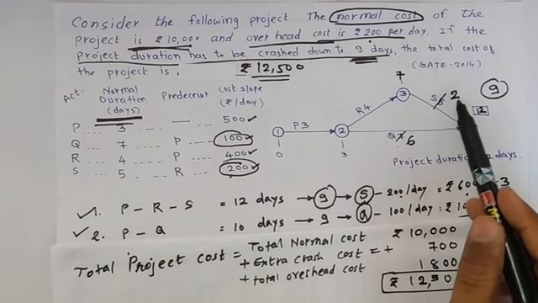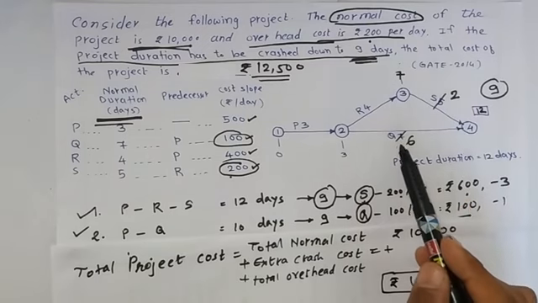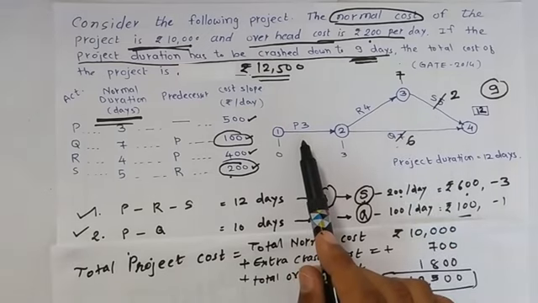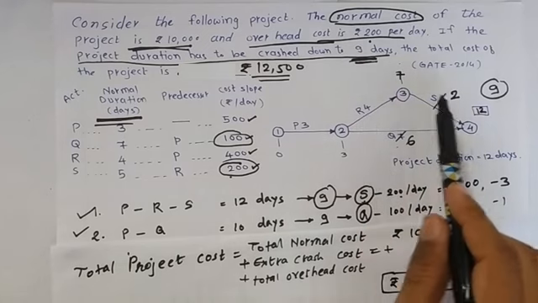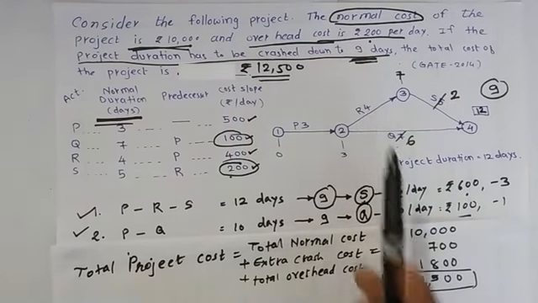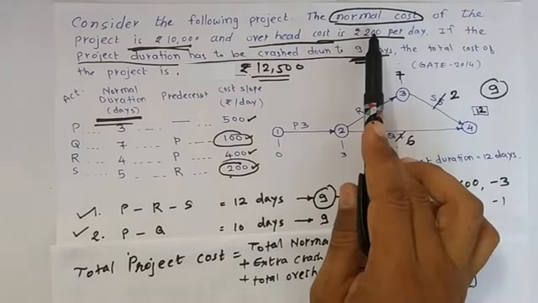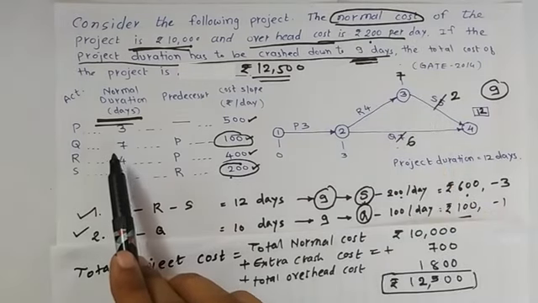We crash activity S by 3 days, and activity Q is crashed by 1 day, and actual duration is 6. So now the total duration is 6 plus 3 is 9, 4 plus 3 plus 4 is 7, plus 2 is 9 days. So the project is shrunk down to 9 days. Now we have to calculate the total project cost. Here one has to take care that the question is asked about total project cost and given is total normal cost. Normal cost does not include the overhead cost. It is associated with normal duration.